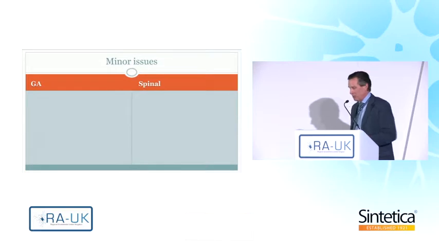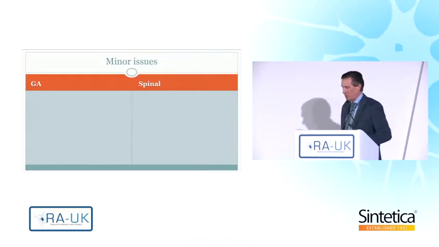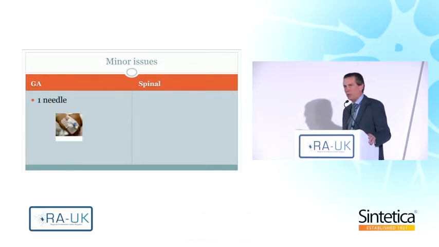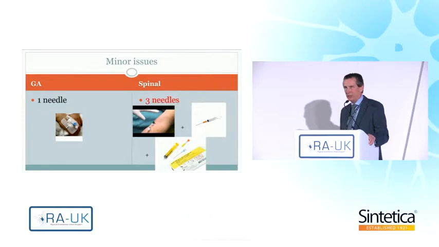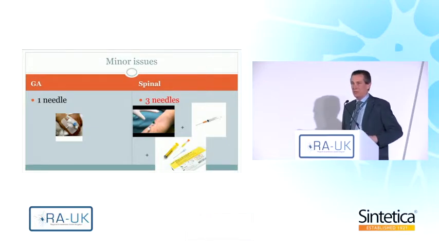So let's move on to some of the minor issues in GAs and spinals. First of all, when you're talking to your patient, these are the sort of things I think you need to tell them. Well, you're going to have one needle for your GA, and you're going to have 3 needles, and one of them is quite big for your spinal anesthetic. Okay, the third needle, if you do your second needle right, you shouldn't feel it. But actually, in my practice, some patients still feel some discomfort, even after local anesthetic infiltration.